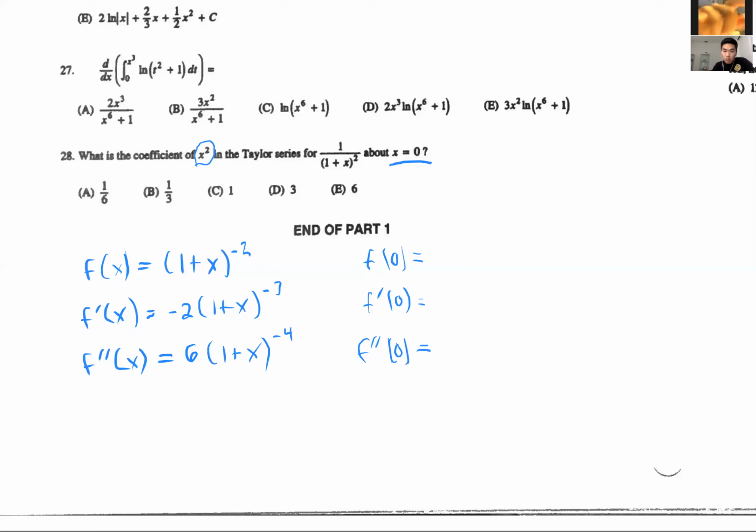Okay, so when you plug in 0 into the original function, you'll get 1. When you plug 0 into the derivative, you get -2. When you plug in 0, I guess I mainly just have to do it for the second derivative, so you're going to get 6.